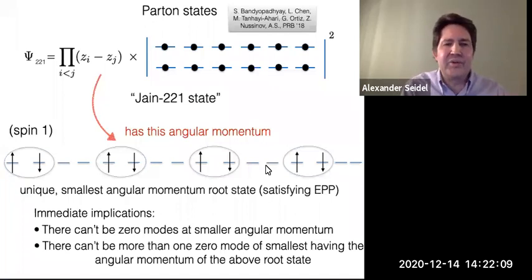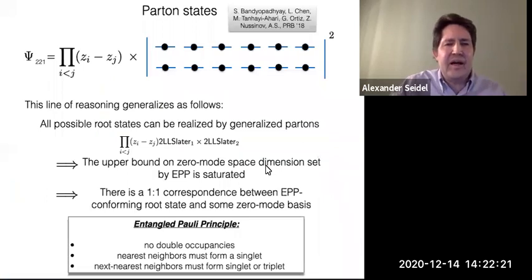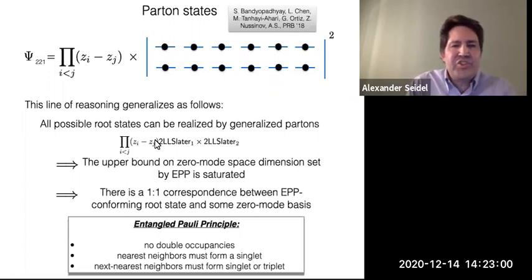So from this line of reasoning, you establish the 2-to-1 state as the unique densest zero mode of its parent Hamiltonian. And you can generalize this line of argument to all the higher angular momenta as well. You find a parton-like state for every possible root pattern that's subject to these combinatorial principles. And that shows that the bound given by the entangled Pauli principle on the zero mode space dimension is actually saturated. So there is a basis. These states are overcomplete, but you can pick a basis in one-to-one correspondence with permissible root states. And so now zero mode counting is actually under control.